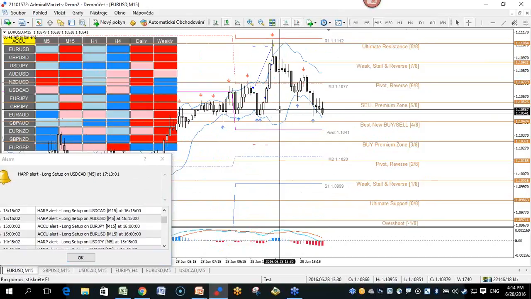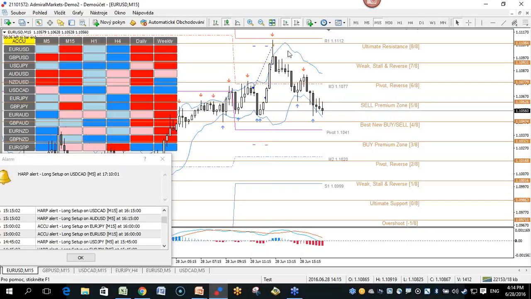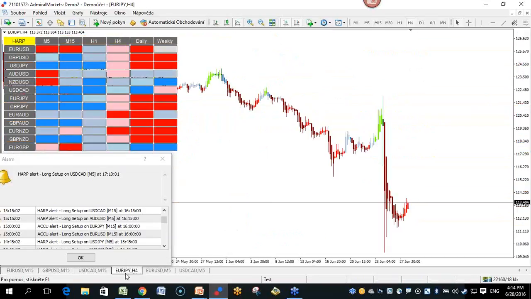I got mixed up with the euro dollar. Here, it was exactly 33. So when I said 33 on the pound, I actually had euro dollar in my mind, but the pound was actually more. So let's take a look at the Harp dashboard, and that looks pretty much similar.